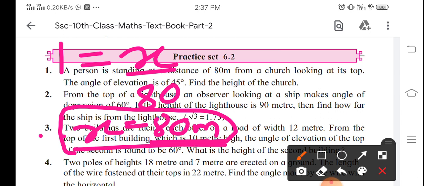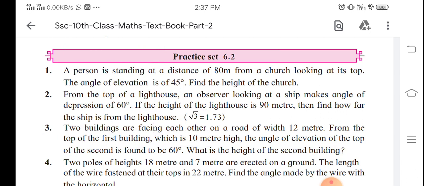Okay, now with this we have completed question number 1. Now we'll solve question number 2. First we'll read. In question number 2, from the top of a lighthouse, an observer looking at a ship, which makes an angle of depression of 60 degrees. The height of the lighthouse they have given is 90 meter. We have to find out how far the ship is from the lighthouse. Far means distance, so we have to find the distance over here, and they have given the value of √3 also. So let's start with this.